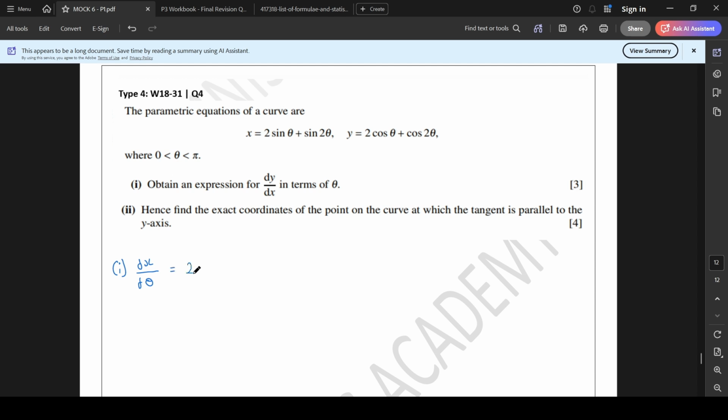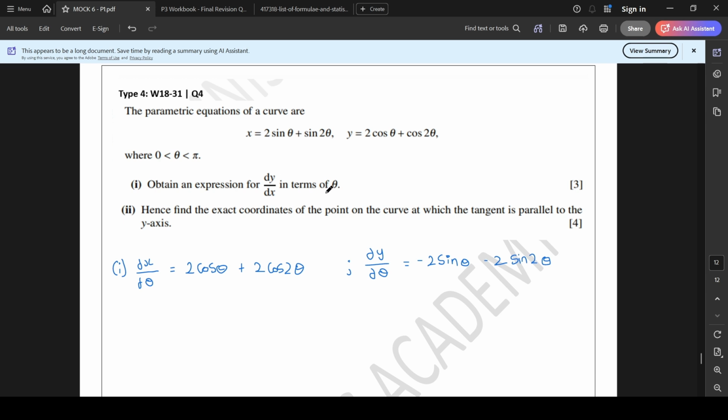So it will become 2 cos theta plus 2 times cos 2 theta. Differentiation of sin 2 theta is cos 2 theta, and then the differentiation of 2 theta is 2. Similarly, I can find dy/d theta. It will become minus 2 sin theta and then minus 2 times sine of 2 theta.